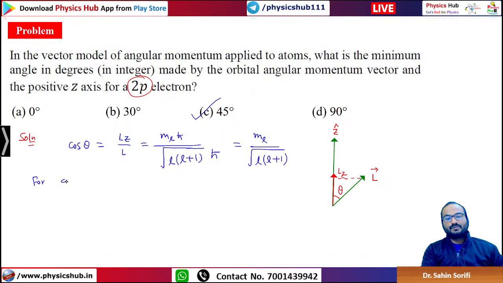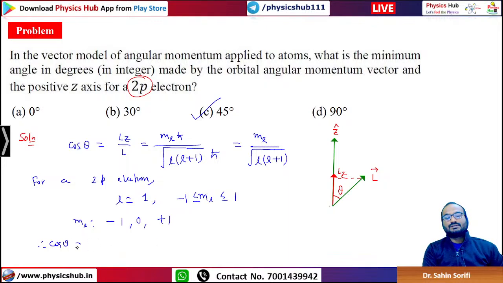Now if I consider a 2p electron, what is the L value for a 2p electron? L is 1, and ml will be between -1 to +1. So the possible values of ml are -1, 0, +1, and accordingly cos theta is equals to ml by root over L into L plus 1, which is root over 2. So -1 by root 2, 0, plus 1 by root 2.